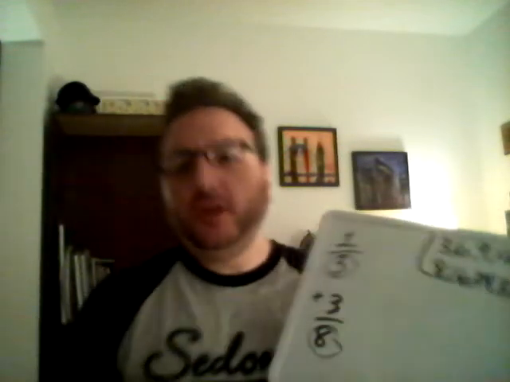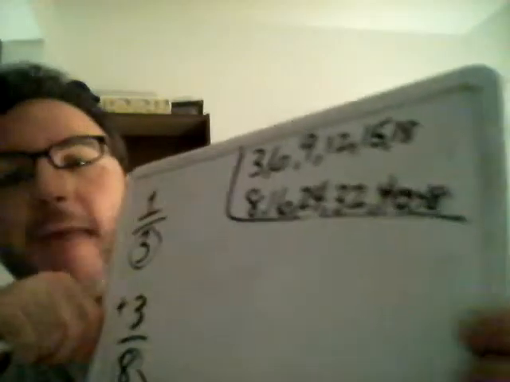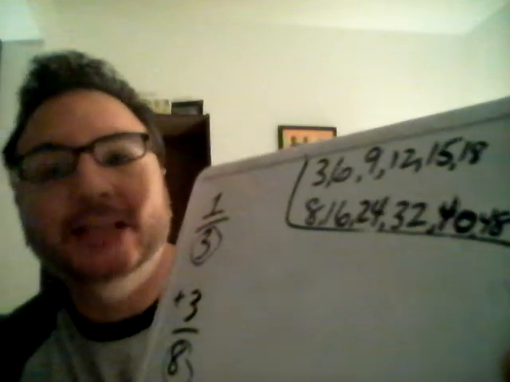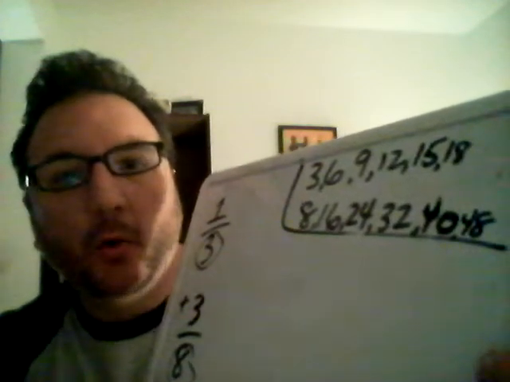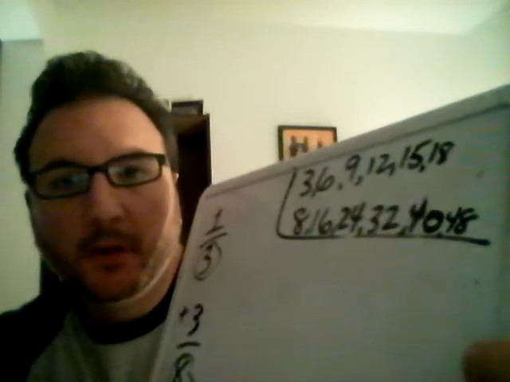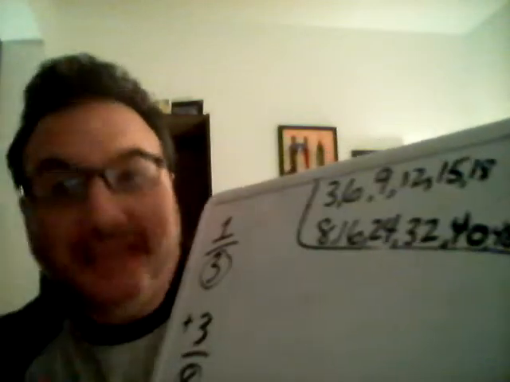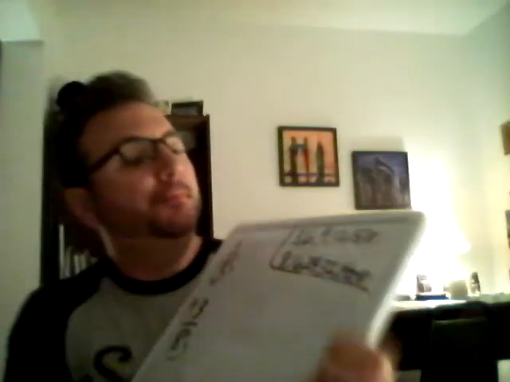Now, I bet you're saying, what are you doing? Well, what I'm trying to do is look for a match where both times tables have at least one number that's the same in both. Notice so far I have no matches. So I'm going to keep going until I find that match.